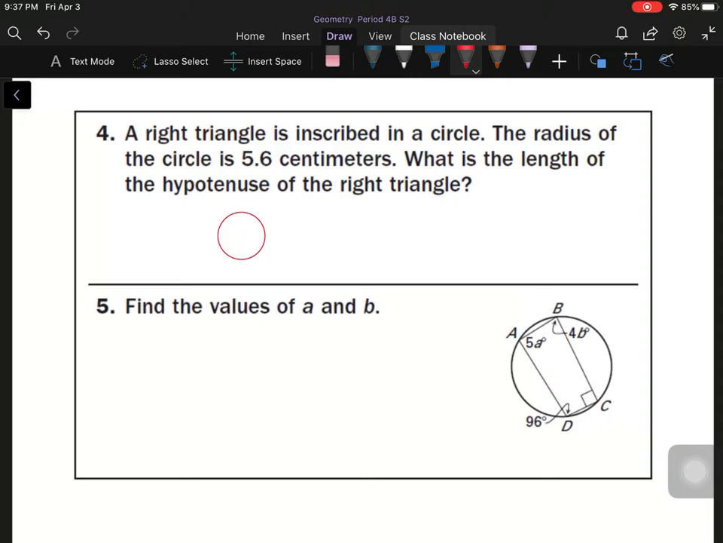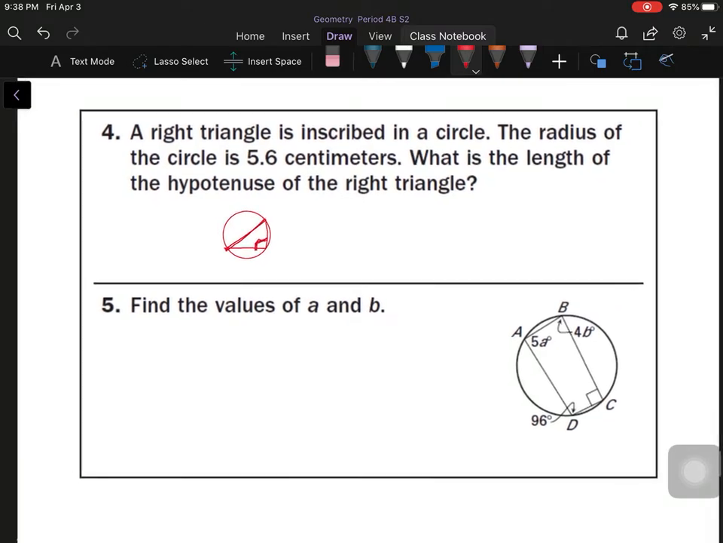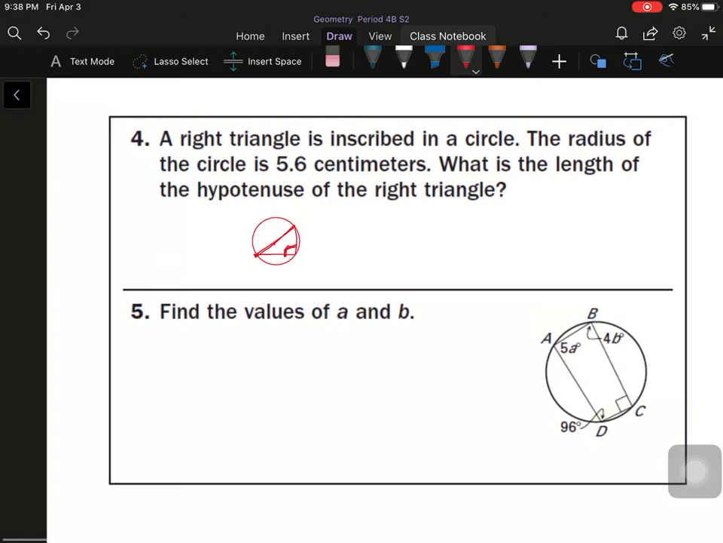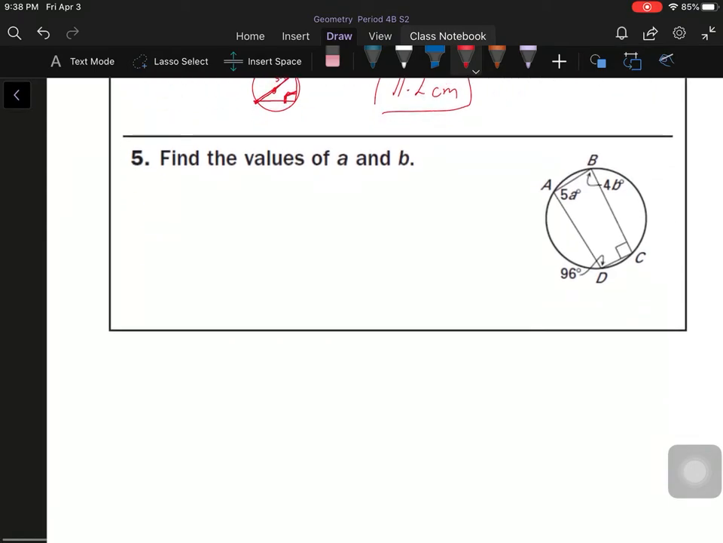If a right triangle is in a circle, one of those previous theorems said that the hypotenuse has to be the diameter. So if the radius is 5.6, hope that doesn't make any of you guys sick, then you just double it, so that'd be 11.2 centimeters would be the hypotenuse, because the hypotenuse would have to be a diameter.